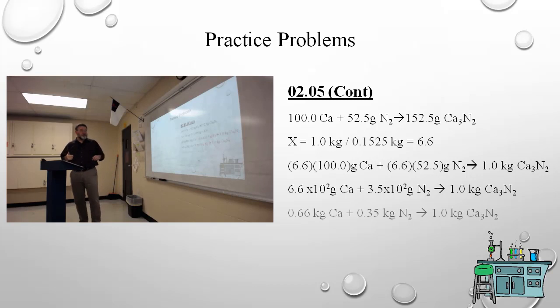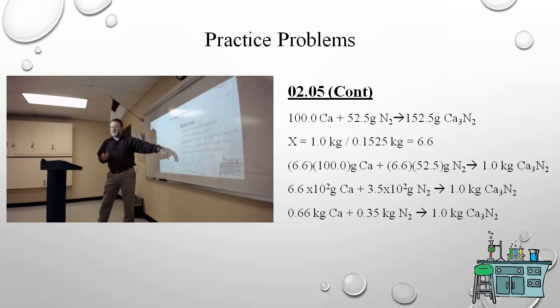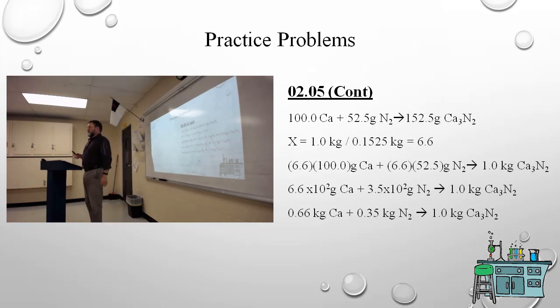Now you may have written it this way. That's fine. But it's difficult. We need to make sure we account for the appropriate number of significant figures. Okay. So 6.6 times 10 to the second grams of calcium and 3.5 times 10 to the second grams of nitrogen produce 1 kilogram of calcium nitride. Or using the units of kilograms, we can write it that way, right below it.